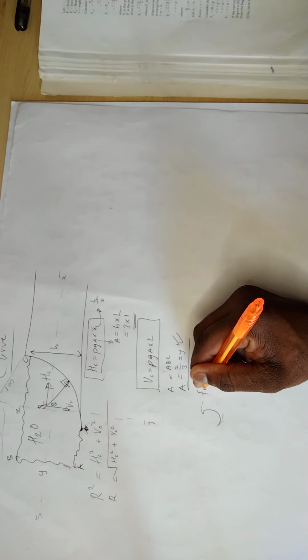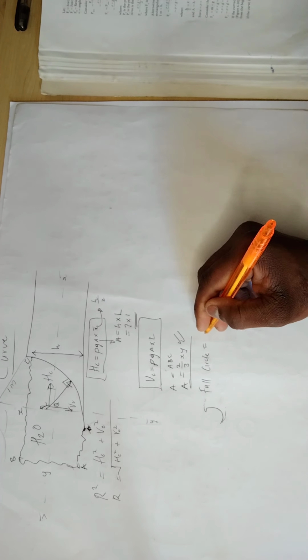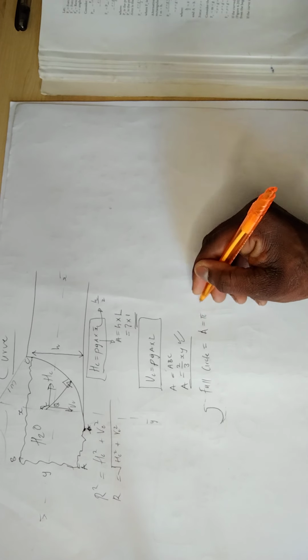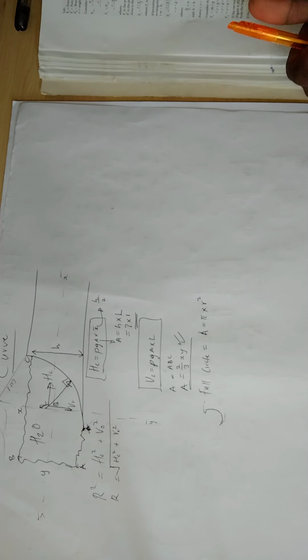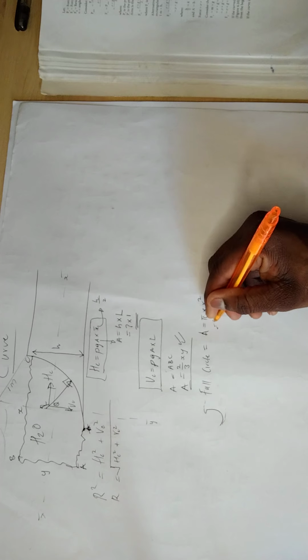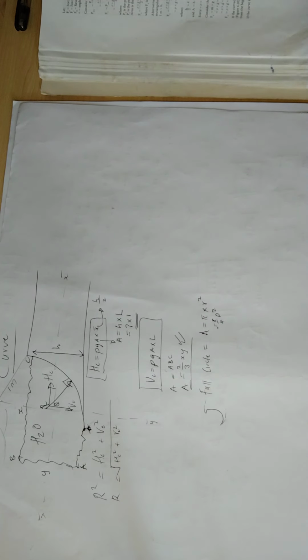If it's a full circle, your area is going to be pi times radius squared. Usually they will give you a radius, and this is what you do for a full circle. This is how you find your area. Or if they give you the diameter, it can be pi over 4 d squared. It's still one and the same thing.